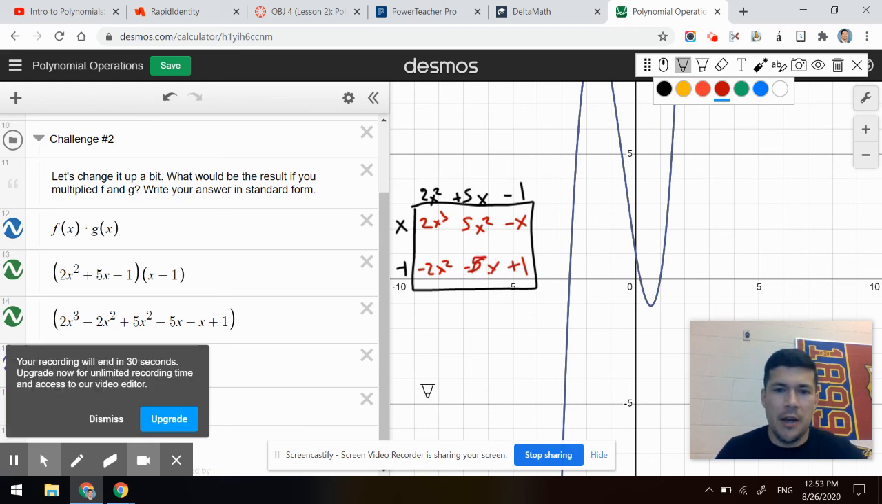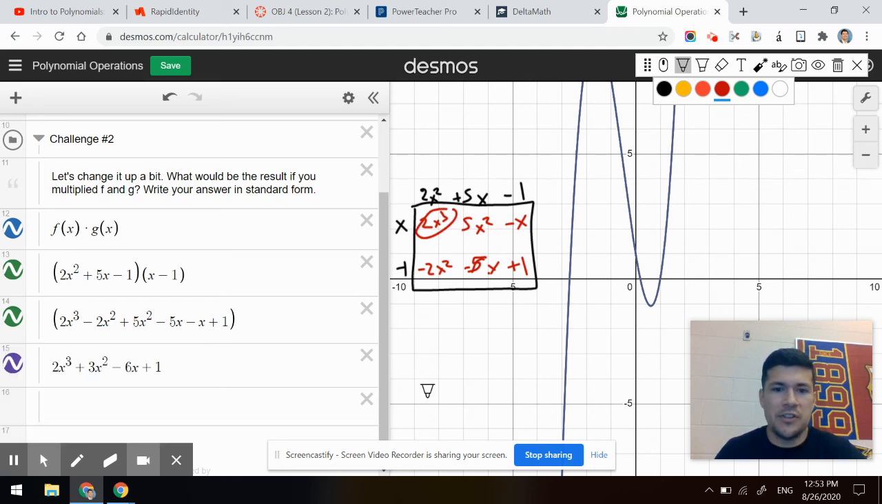Combine my like terms. I have 2x cubed. 5x squared minus 2x squared gives me 3x squared. Right? Combine your like terms on the diagonals. -5x minus x is -6x. And I have a positive 1. That's how I get that result. And again, all of my graphs match up, meaning they are equivalent.